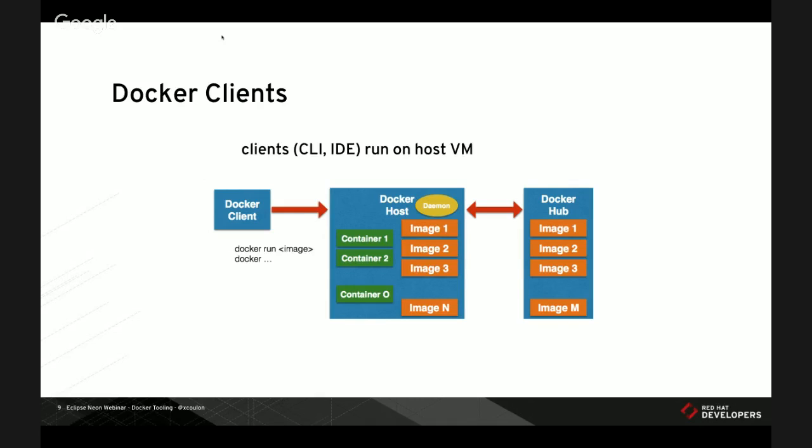But there are also other clients, such as the Docker tooling for Eclipse, which uses underneath an open source library made by Spotify to send some commands to the daemon. So this daemon is going to have its own cache of images and manage some containers. And as you can see on the right side of this diagram, this daemon can connect, for example, to Docker Hub to pull some images as well.